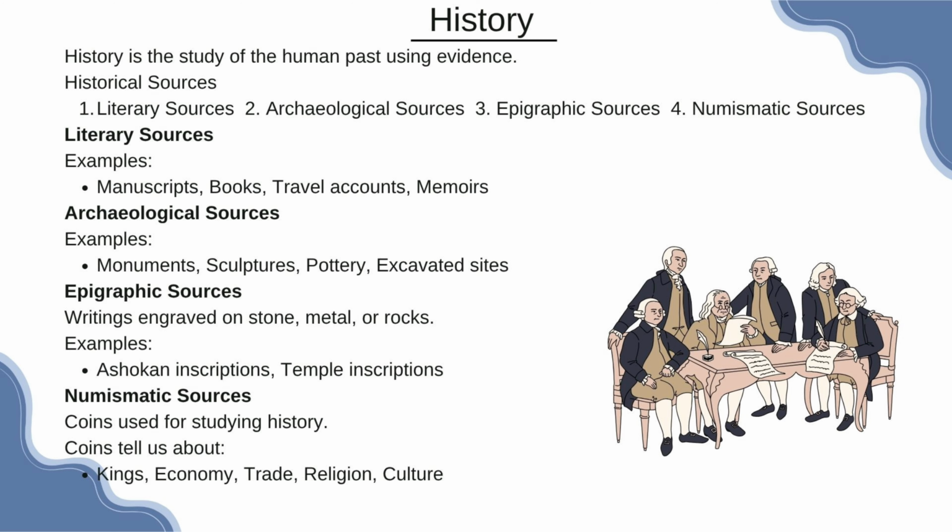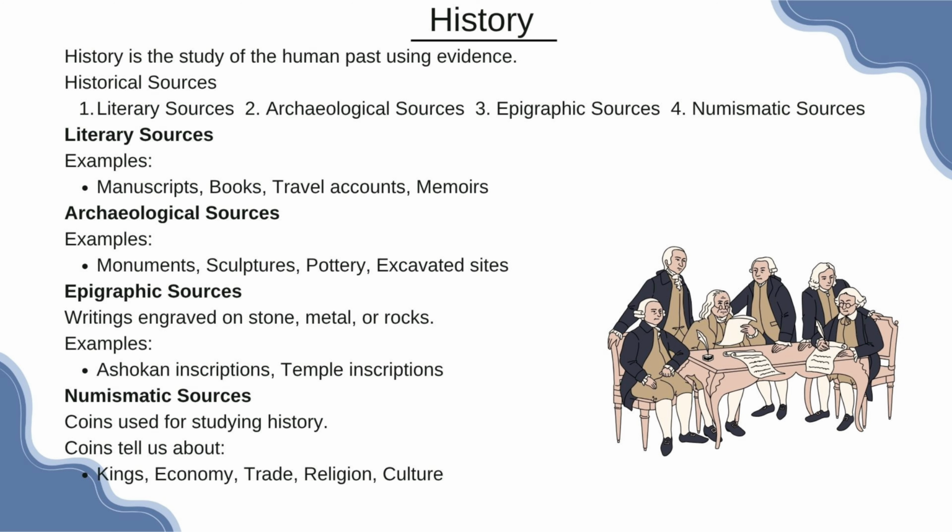Next is inscriptions. Another valuable source of history is inscriptions. These are messages carved on stones, rocks, pillars, or metal plates. One of the most famous examples is the inscriptions of the Ashoka Empire. Through these inscriptions, we learn about his ideas, his policies, and his messages of peace after the Kalinga War. Imagine words carved more than 2000 years ago still guiding us today.